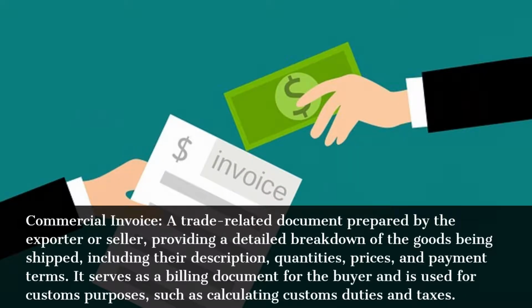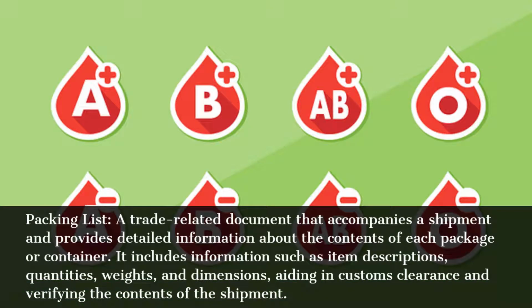and taxes. Packing list. A trade-related document that accompanies a shipment and provides detailed information about the contents of each package or container. It includes information such as item descriptions, quantities, weights, and dimensions, aiding in customs clearance and verifying the contents of the shipment.